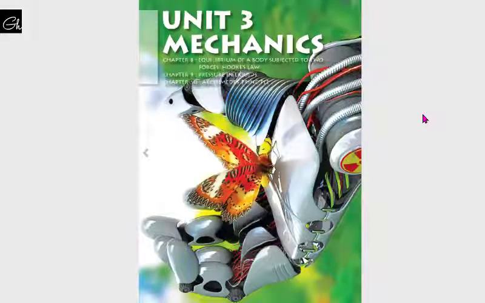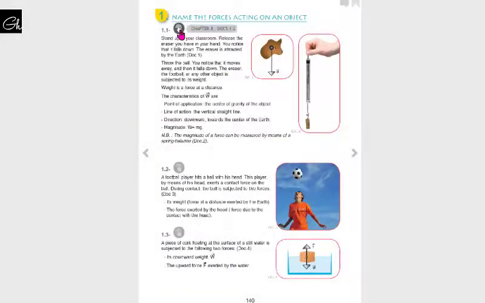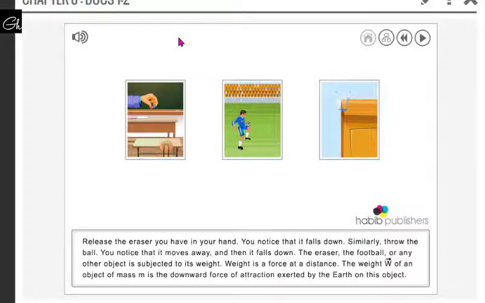Hello everyone, in this tutorial we'll try to cover the main concept of mechanics, which is related to forces. It's unit number 3, mechanics, grade 9, and we'll try to provide a summary for chapter 8, equilibrium of a body subjected to two forces. Let's start with some of the forces that we usually deal with in our daily life.